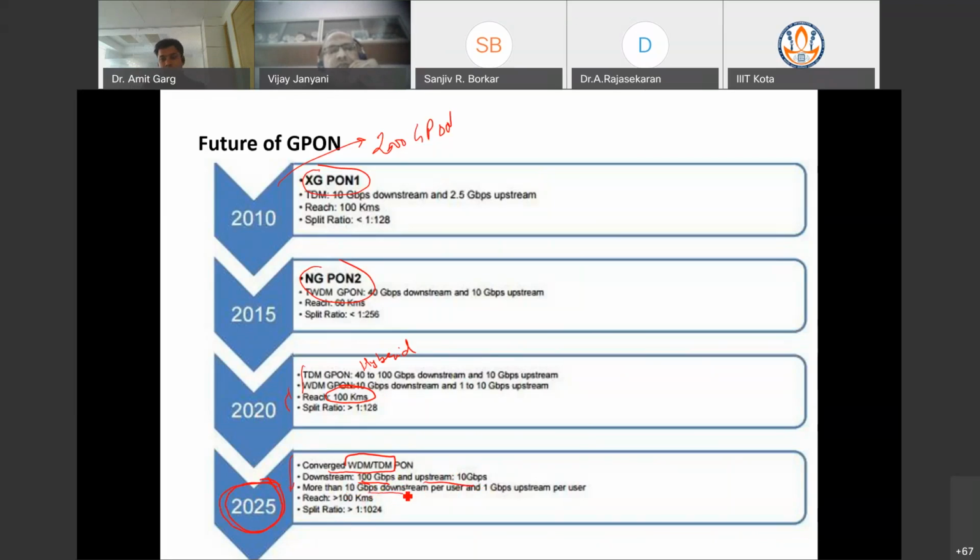So more than 10 Gbps downstream per user will be available. Reach will be much more than 100 kilometers. The split ratio of splitters will also increase, because there are developments in this technology. The splitters are getting more and more lossless and low loss. So you may have 1024 splitters too. You may see this in real.